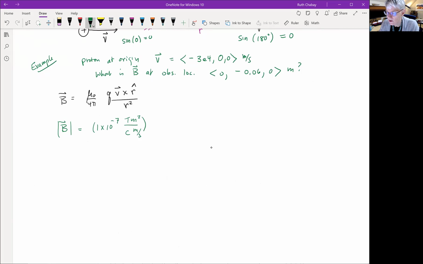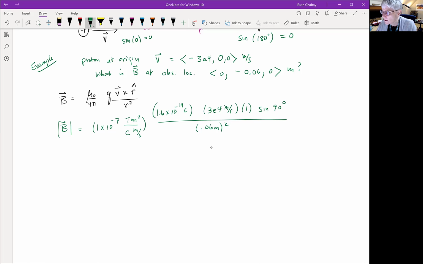times the charge, which is 1.6 times 10 to the negative 19 coulombs, times the magnitude of V cross r. So that's going to be the magnitude of V, 3 times 10 to the 4 meters per second, times 1, times the sine of 90 degrees, divided by 0.06 meters squared. And it gives us a very small number, 1.33 times 10 to the minus 19 Teslas.